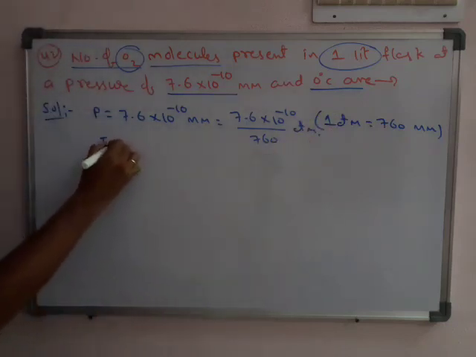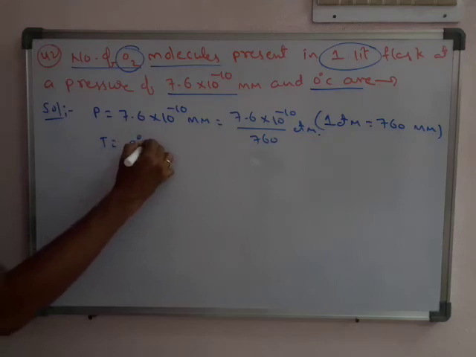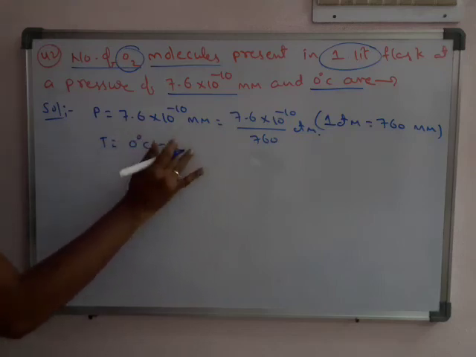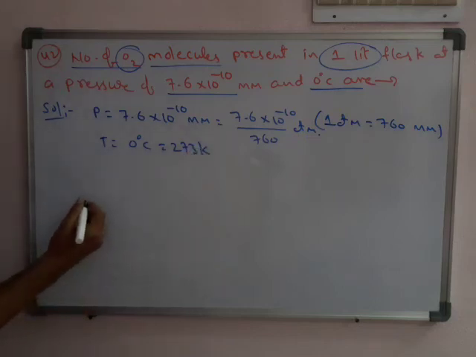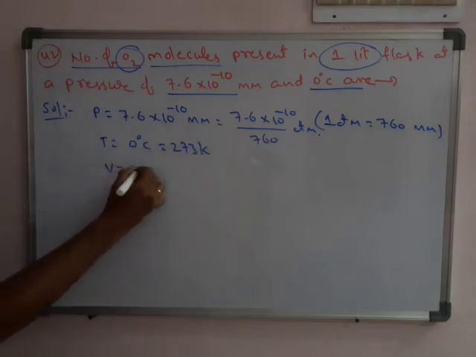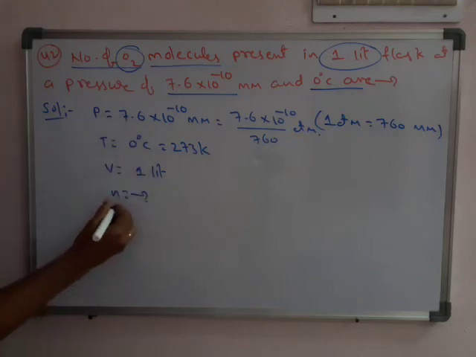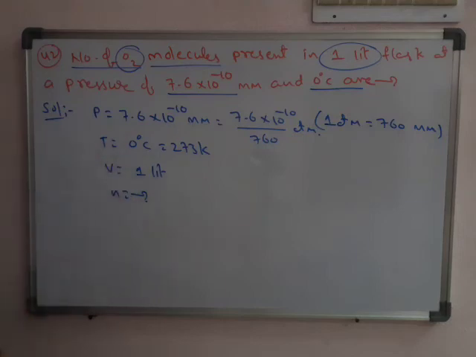What is the temperature given? 0 degrees Celsius means 273 Kelvin. The volume is given as 1 liter. We have to find the number of molecules, so first we find the moles, and then based on that we find the number of molecules. Can you guess the formula? P is there, T is there, V is there, and we have to find n. What is the relation between all these?